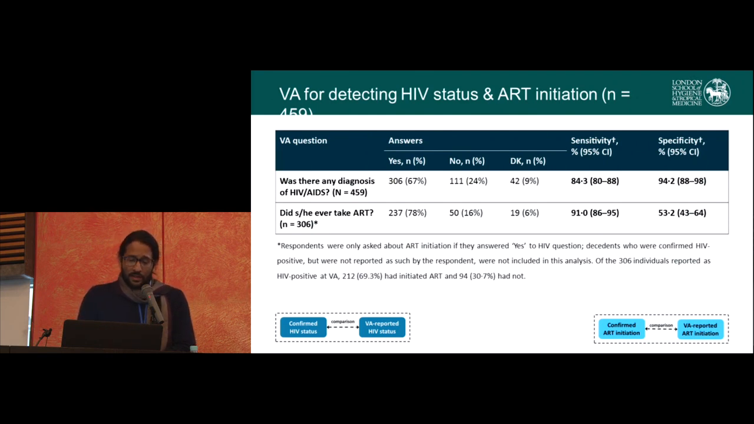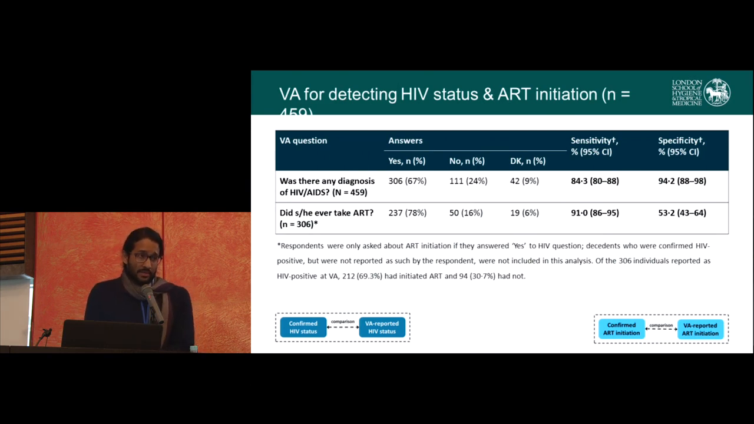Looking at our first objective, in detecting HIV status, the verbal autopsy question was 84% sensitive and 94% specific. And this is similar to other studies, and the sensitivity certainly has improved over the last few years. We think that's primarily due to reductions in stigma. People are more happy to talk about being HIV positive or their loved one having been HIV positive, and also improved access to testing, so more people are aware of their status before they die.